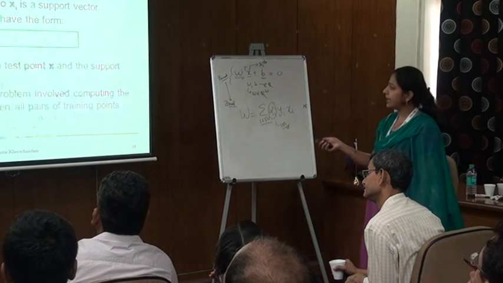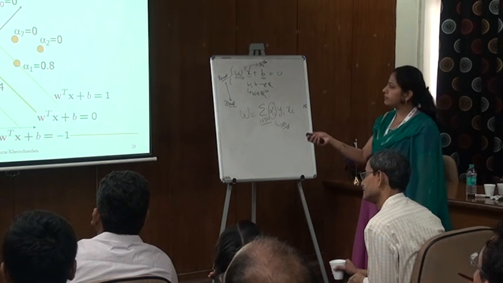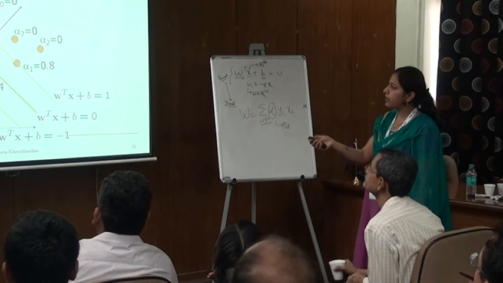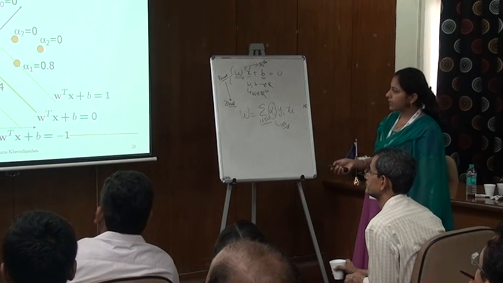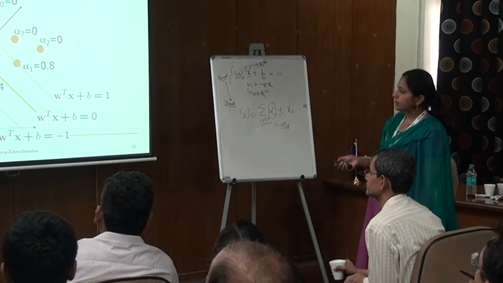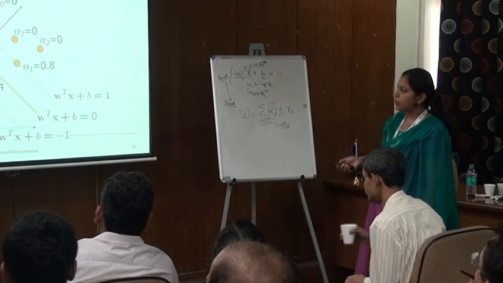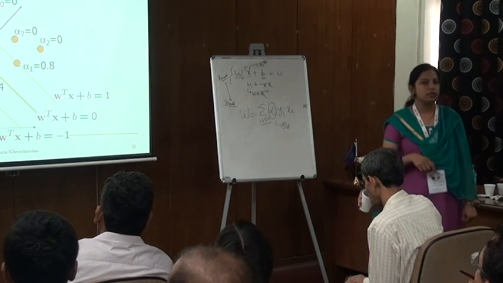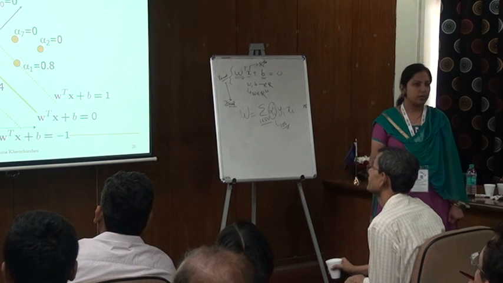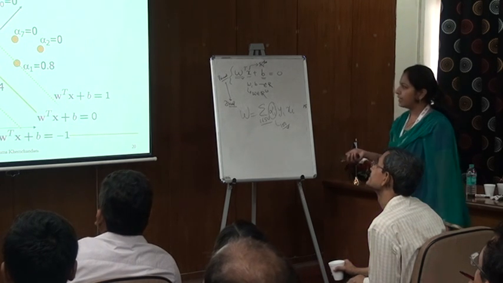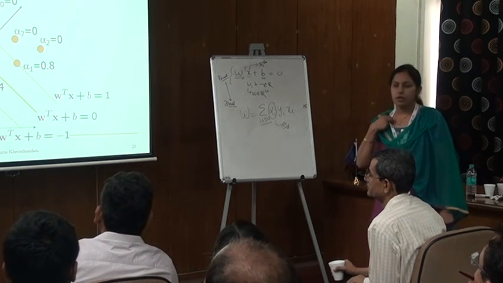I will skip this slide. This is basically an optimization problem with all these patterns, and it just shows that the points lying on the bounding plane have non-zero values for the corresponding Lagrange variables, and these are going to contribute to your decision surface.